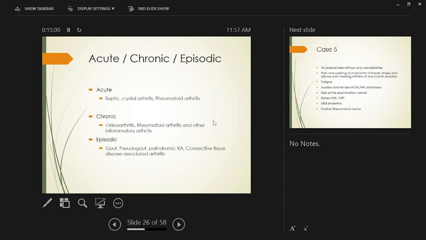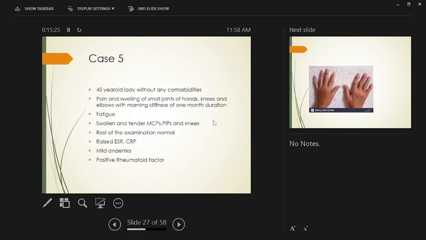So this is the temporal nature of arthritis, which is important when coming to a diagnosis. So there's acute arthritis, as we discussed earlier: septic arthritis, crystal arthritis, and rheumatoid arthritis. Chronic ones are osteoarthritis, and even chronic inflammatory arthritis like rheumatoid and other inflammatory arthritis can present as chronic arthritis. Then the episodic nature, as we discussed: gout, pseudogout, palindromic RA, and connective tissue disease associated arthritis.